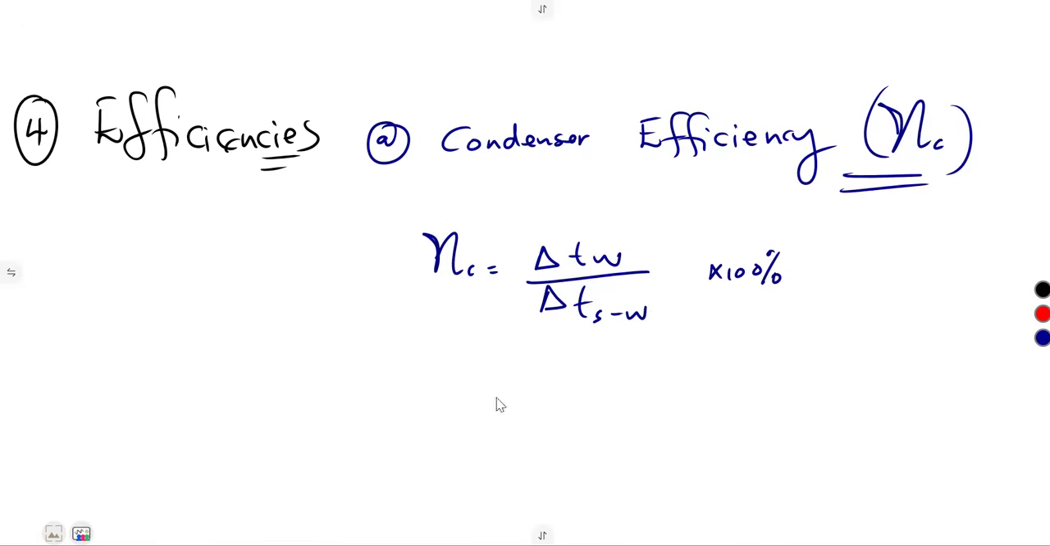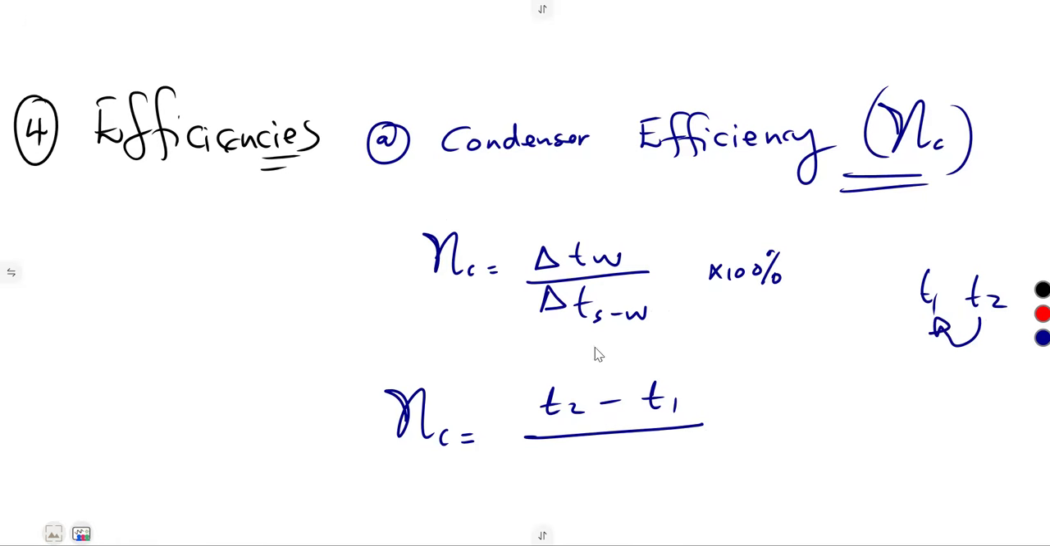Steam to water, meaning to say, remember the cooling water. Let me put it this way. The change in temperature when the cooling water is entering: it enters at T1, output is T2. So the change is T2 minus T1 for the water.